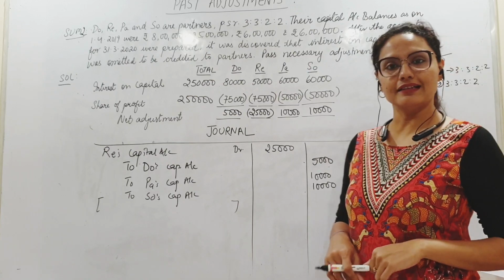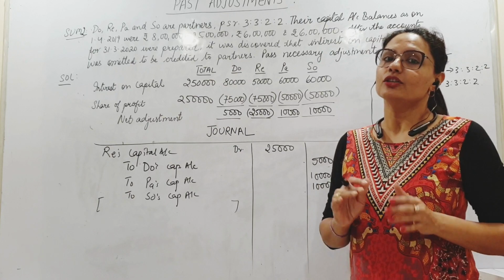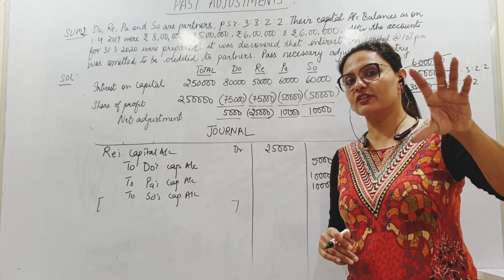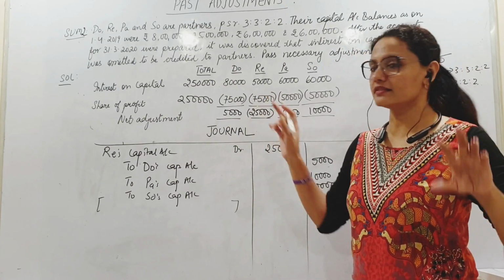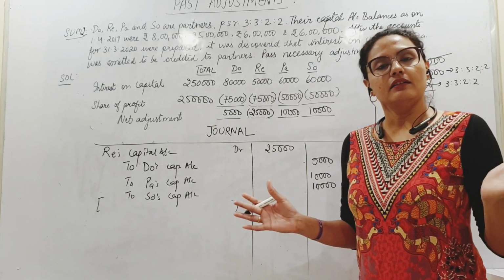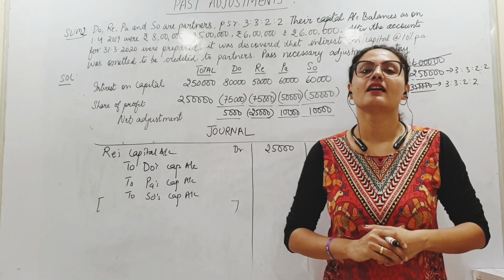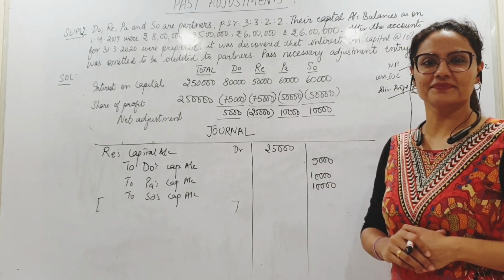So I hope this is clear. Even in cases where profit is not given, you have to identify which is the sum which was distributed wrong. In this case, interest on capital. So if you redistribute that amount correctly, adjustment is already done. Correct?